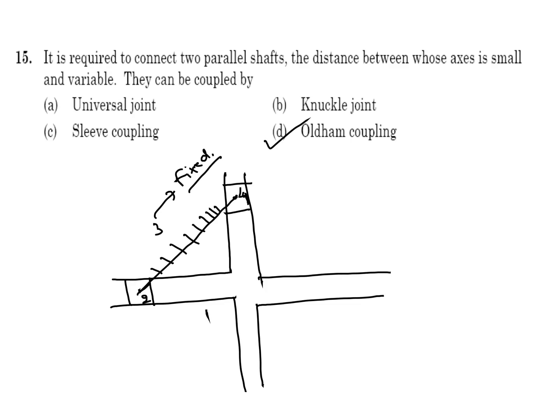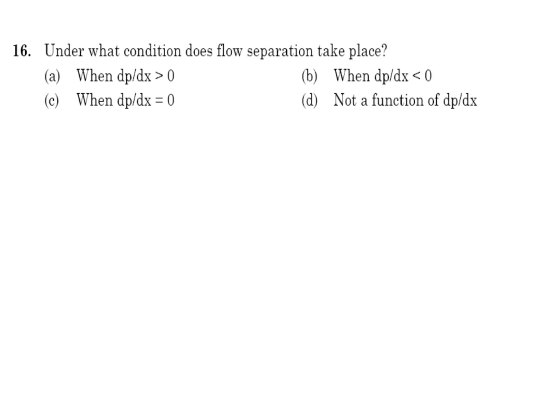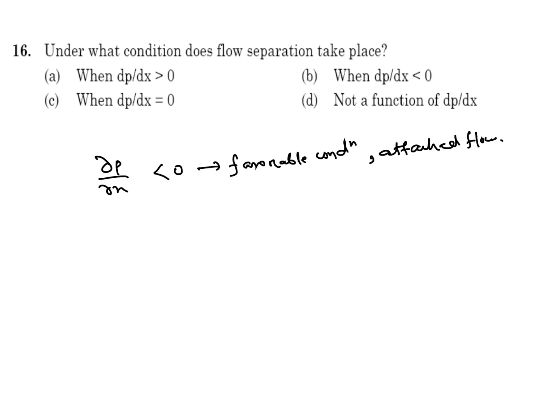Under what condition does flow separation take place? We know dP by dx is less than 0. This is a favorable condition, and the flow is attached flow. Here dV by dy at y equal to 0 is greater than 0. This is for favorable condition and attached flow.